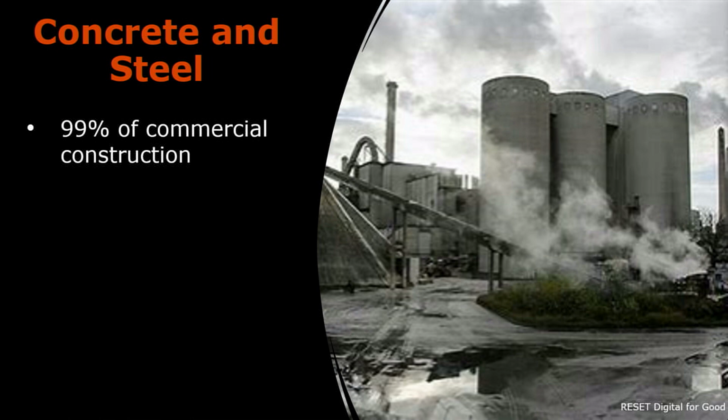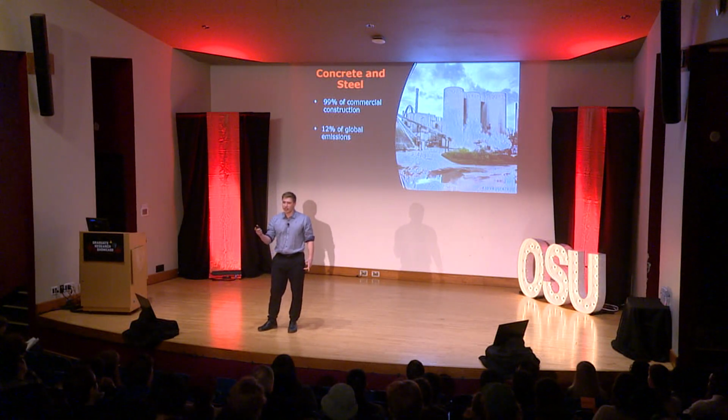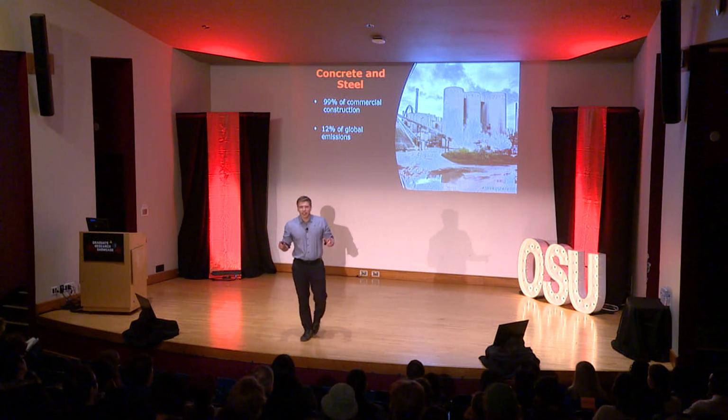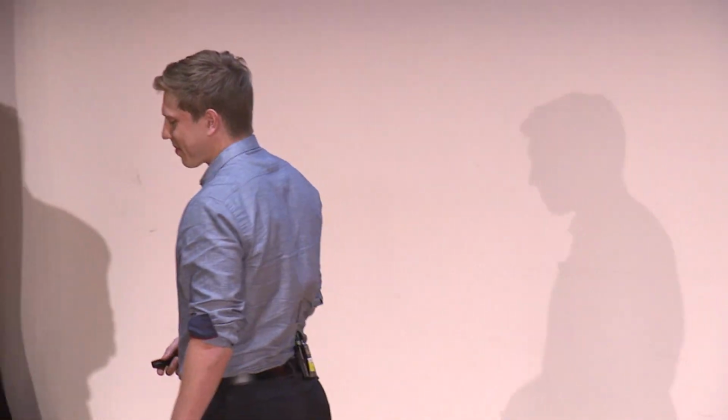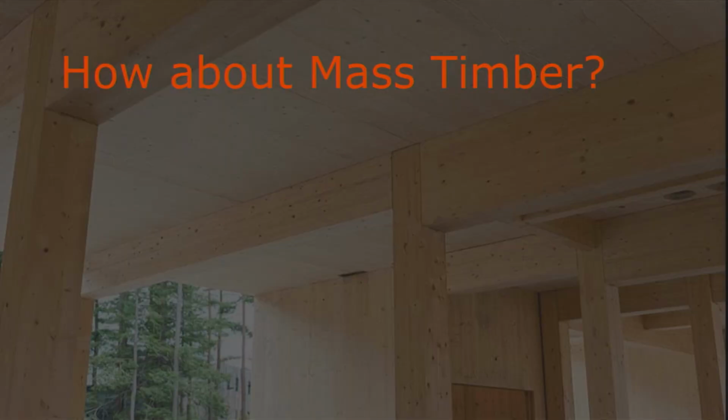That's a big problem for our planet, because just the production of these two materials alone account for 12% of global greenhouse gas emissions. To put that in perspective, if concrete and steel formed one country, they would be the number 3 emitter of greenhouse gases worldwide, only behind, guess who? The United States and China. For this reason, researchers all over the world are looking for ways to make our buildings more sustainable. And mass timber is a very promising alternative.